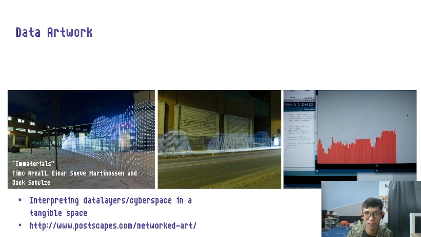Next, we have a kind of artwork that involves interpreting data layers, or data, in a tangible space like our space. So here we have a kind of artwork where they visualize the strength of Wi-Fi signals through light paintings.